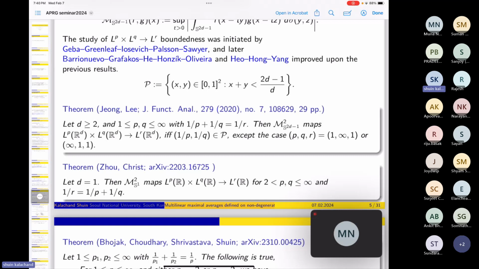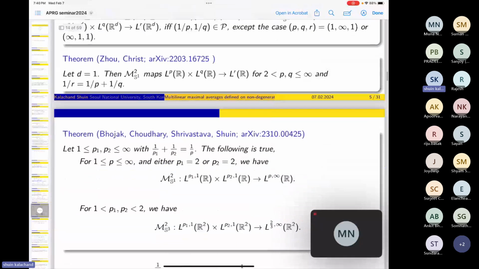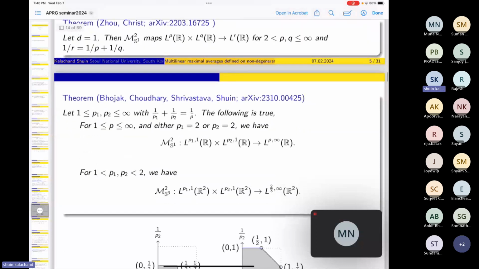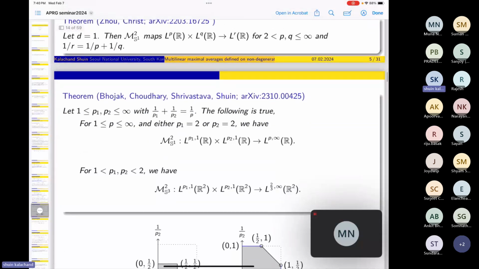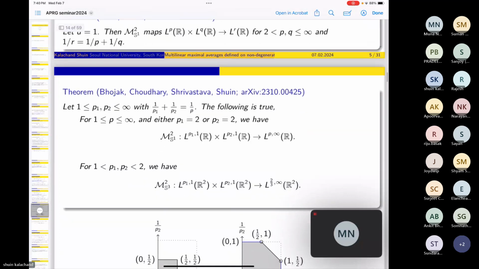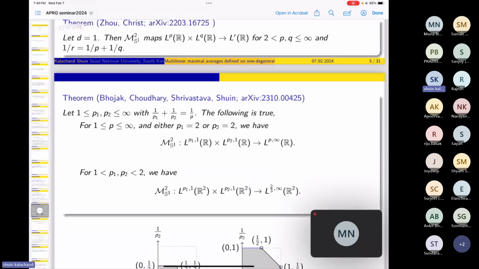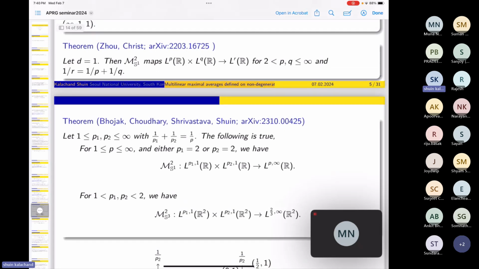But can one prove restricted weak type estimates? That was not known until our work with Ankit Bhojak, Surjit Singh Chaudhary, and Saurabh Srivastava. So we proved that the bilinear circular maximal function satisfies restricted weak type estimates. Restricted weak type means our input functions are only characteristic functions. So this is for the bilinear circular maximal function.